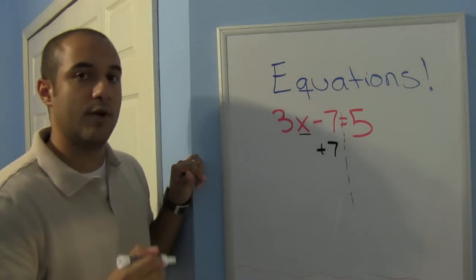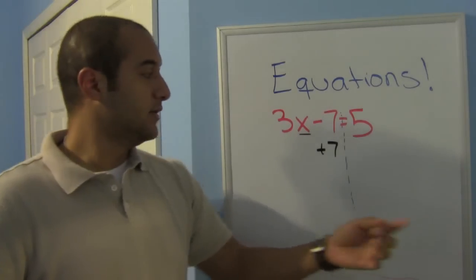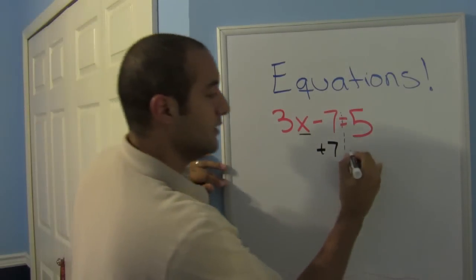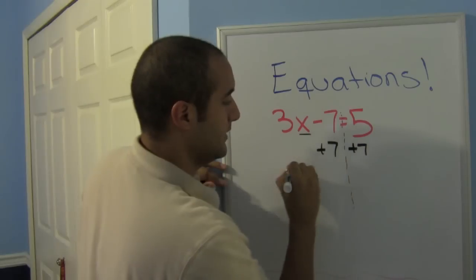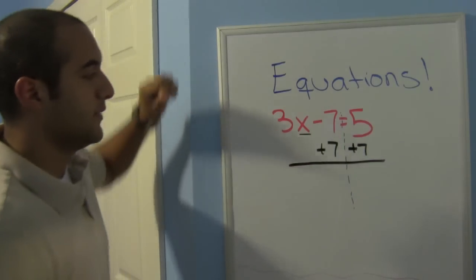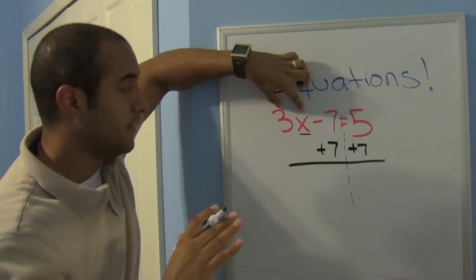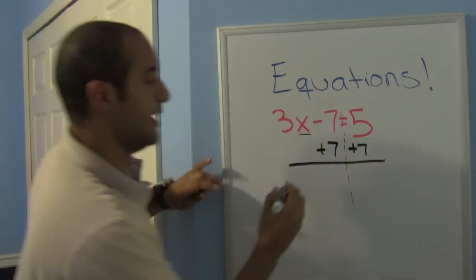Now remember, you have an equation. That means you need to keep things balanced. So add 7 on the left side. That means I add 7 on the right side. Notice that I didn't touch that 3x. Since I didn't touch it at all, I'm going to go ahead and bring it down. So I have 3x.